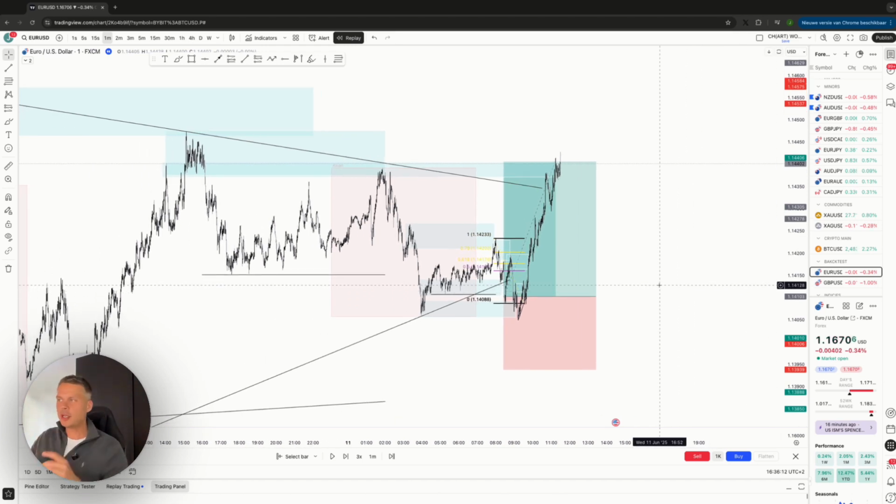But if you understand liquidity to a T, if you understand how this stuff really works, trading will become a hell of a lot easier.